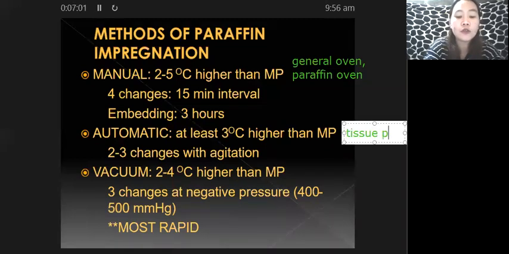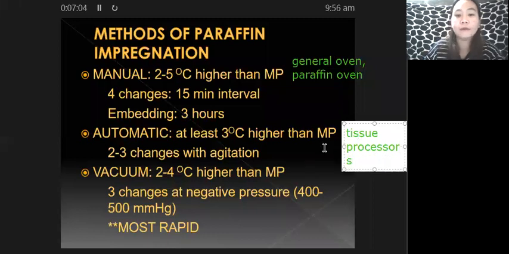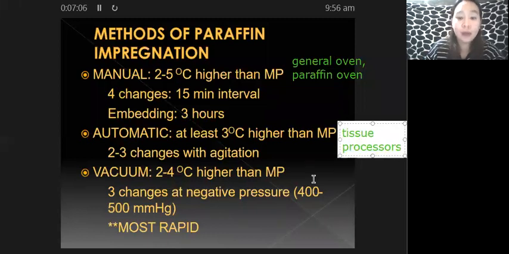So automated tissue processors. That's the equipment that we use.